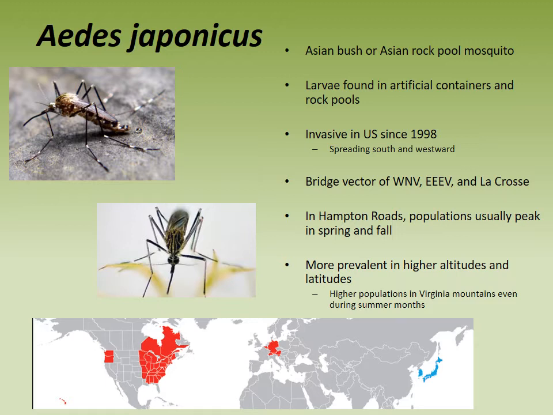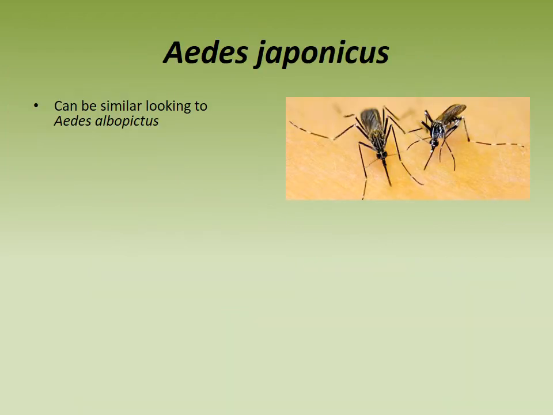They are bridge vectors for West Nile virus, Triple E, and La Crosse. In Hampton Roads, populations usually peak in the spring and then in the fall. So you'll find them early on and then later on in the season. They can look very similar to Aedes albopictus, especially if you're just glancing at a trap. But they're much larger than an albopictus, and sometimes that's one of the first things that pops out.